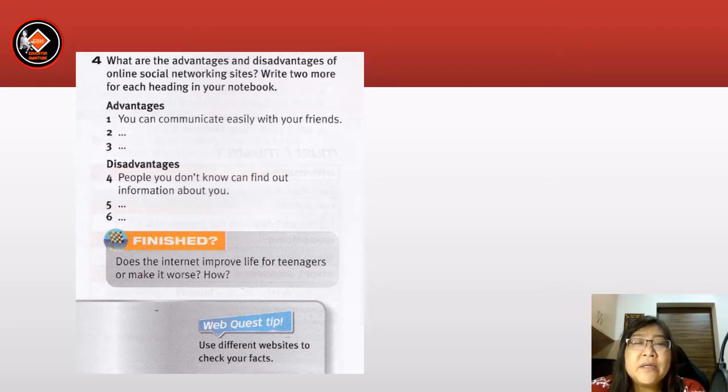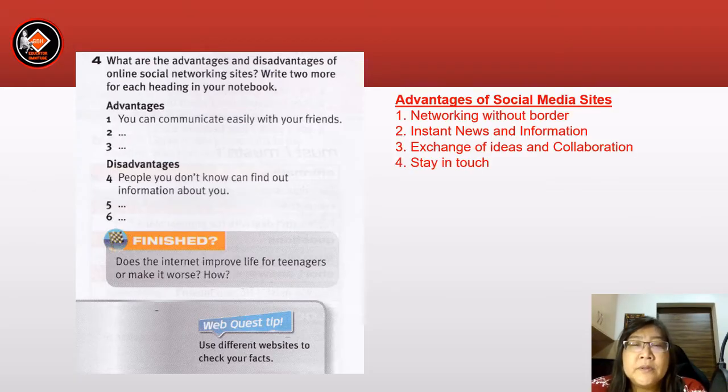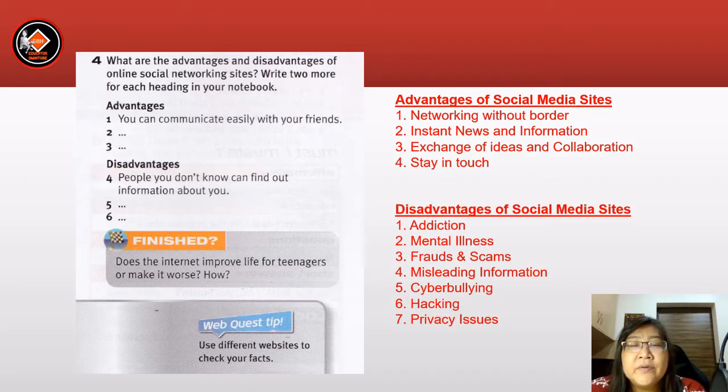So let's look at some of the advantages. You can do networking without borders. You can get instant news and also information. And you can also exchange ideas and do collaboration. And the last one, you can keep in touch with your friends on the social media sites. The disadvantages: you have addiction, mental illness, fraud and scams, misleading information, cyberbullying, hacking, and also privacy issues, which is related to number 4. People you don't know can find out information about you.